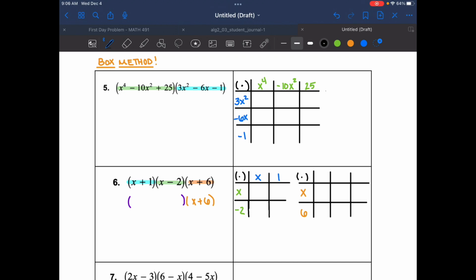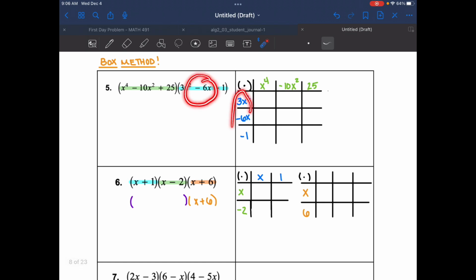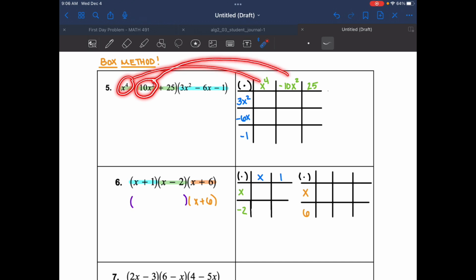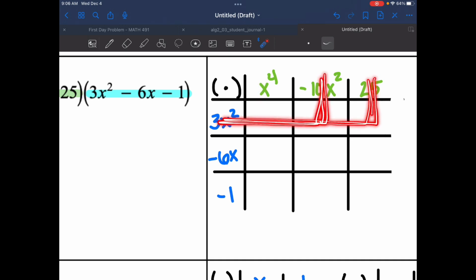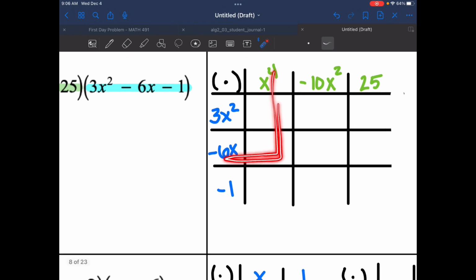So we're going to try the box method, and I've highlighted it in each color, so blue goes with the terms of blue. So I took 3x squared and put it in its own fancy thing. I took negative 6x and put it in its own fancy thing. Same thing for our function here, or our polynomial there, okay? So I'm just going to fill it in as normal. So I'm going to multiply these two numbers, and that's how this is going to work. And then multiply these, multiply these, multiply, multiply, multiply, and so on and so on. Okay?